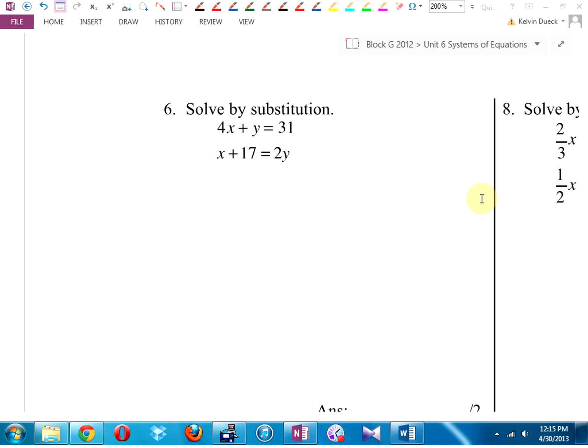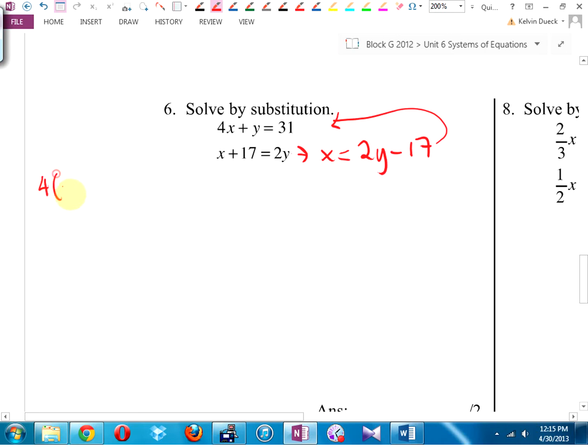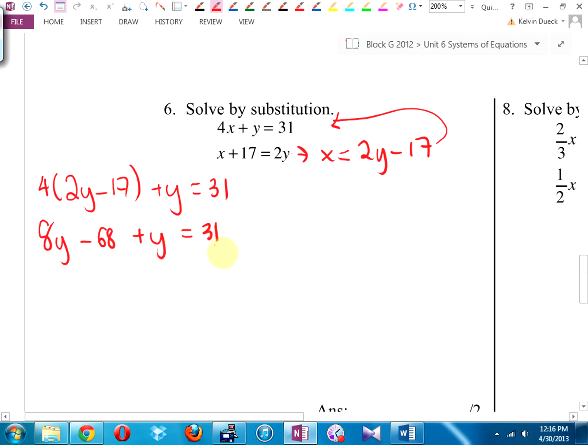To be honest, I would probably get the x by itself because I think you get a bit of a nicer equation. I would say x equals 2y minus 17. And then I would go like this: 4 bracket 2y minus 17 plus y equals 31. 8y minus 4 times 17 is 68, plus y equals 31. 9y minus 68 equals 31.